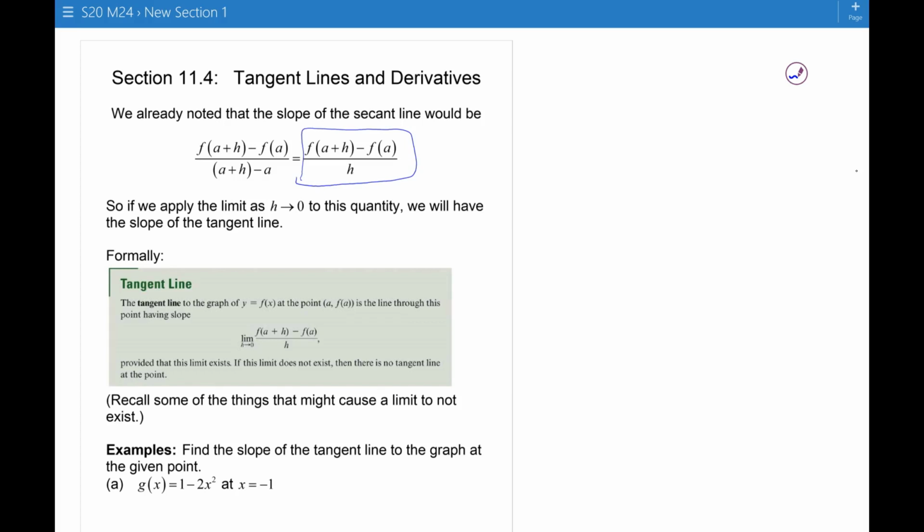So we've called this 3 different things. So let me put them all together in one place. We've called this the difference quotient.